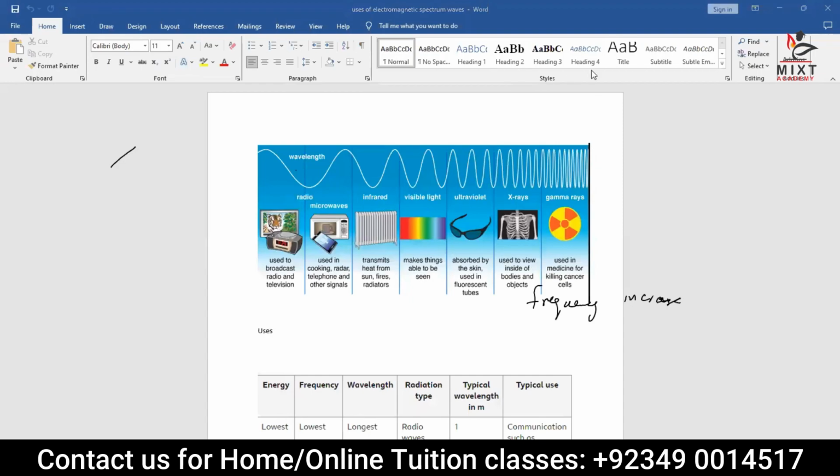Yes. Okay. If you see that, this document will share with you the uses of each and every wave. So let's discuss them one by one. It's from longest wavelength to the shortest wavelength, right?